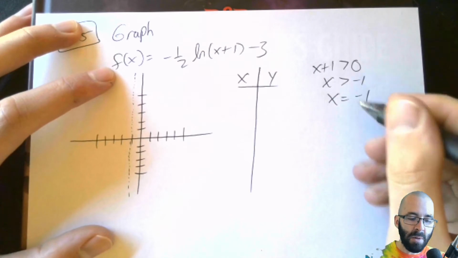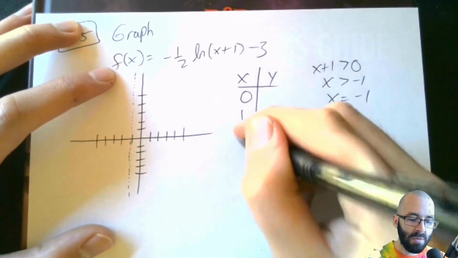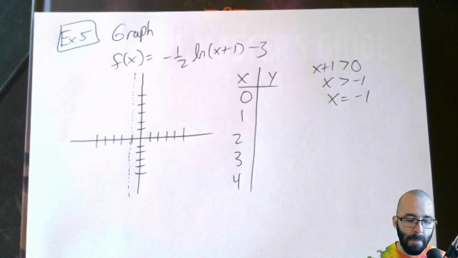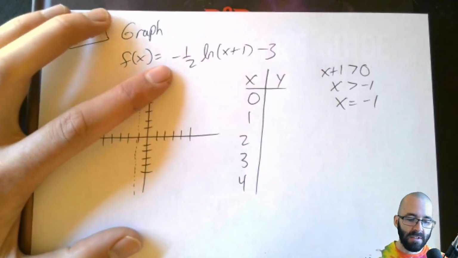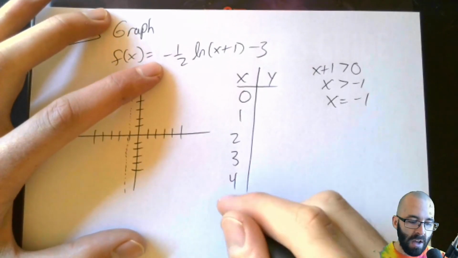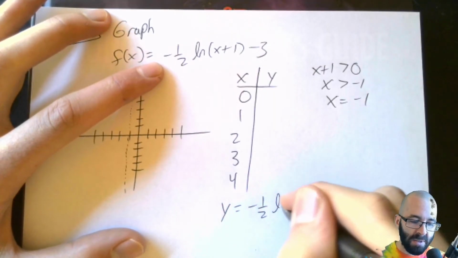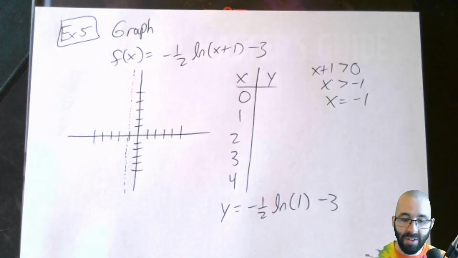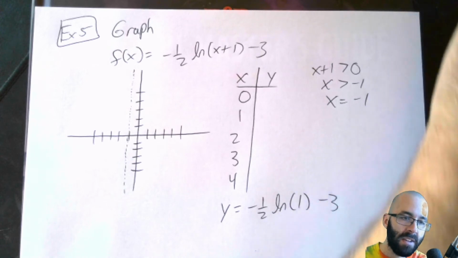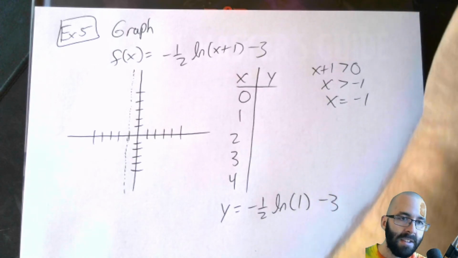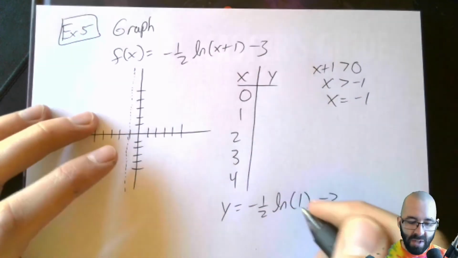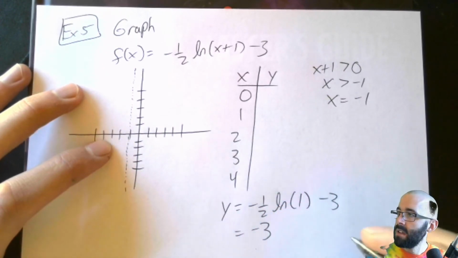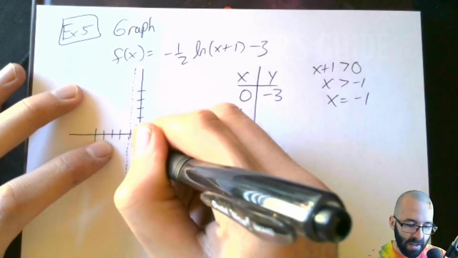And now we're just going to start plugging in numbers that are bigger than negative 1: 0, 1, 2, 3, 4. And you'll just plug them into your calculator. So when x is equal to 0, y is going to be negative 1/2 times the natural log of 0 plus 1, minus 3. Actually, this is one of the rare ones that we don't need a calculator for, but you can do it anyway to check your answer. You're going to get negative 3 because the natural log of 1 is 0. We have the point (0, -3) on this graph.